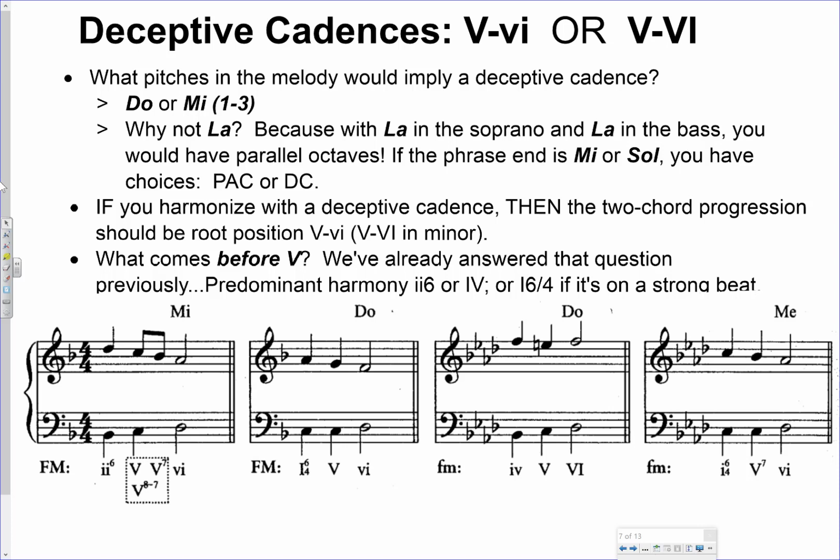What comes before 5? Well, we've already established that previously. The predominant harmonies: 2, 6, or 4, or the 1, 6, 4 if it's on a strong beat. So I'm going to go and write my solfege for the first example in F major. We have the soprano, which is in F major, the D is La. So we're going La, Sol, Fa, that's a non-chord tone, to Mi.